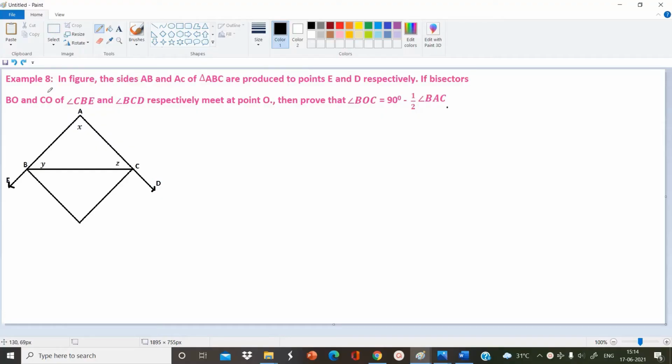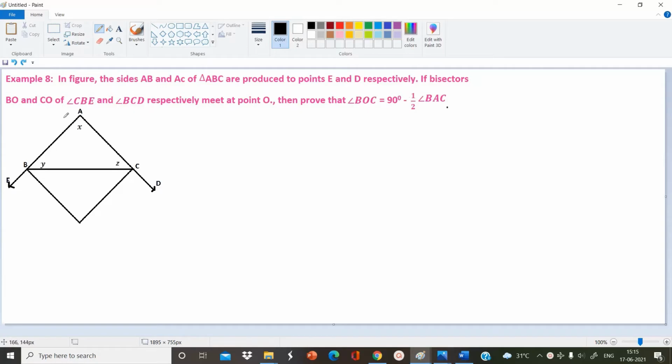Okay, the next question is today's question, example 8. The question is, in the figure the sides AB and AC of triangle ABC are produced to points E and D respectively.